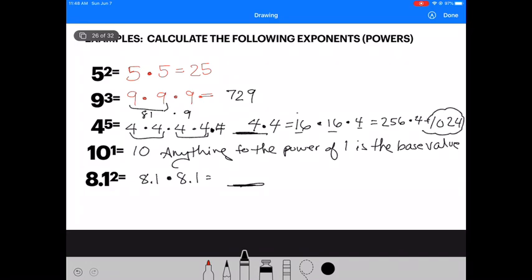And then 8.1 squared. So it's not 8.1 times 2. It's 8.1 times 8.1. That gives you 65 and 61 hundredths. Okay.